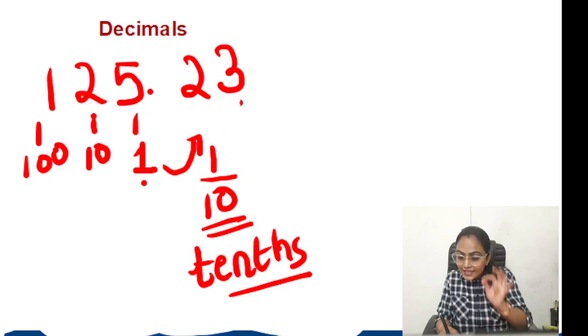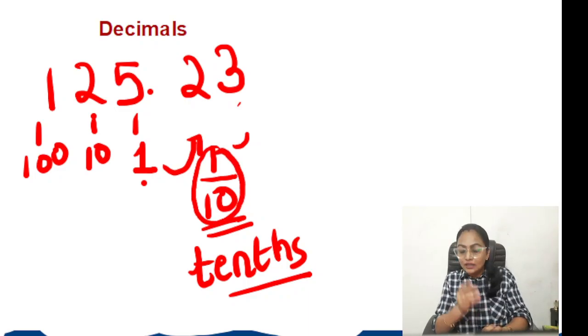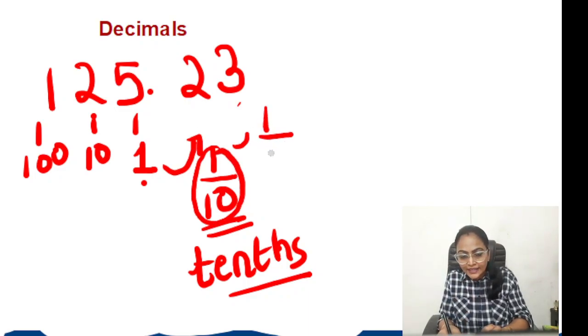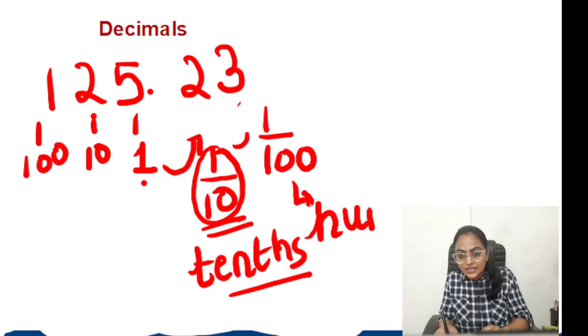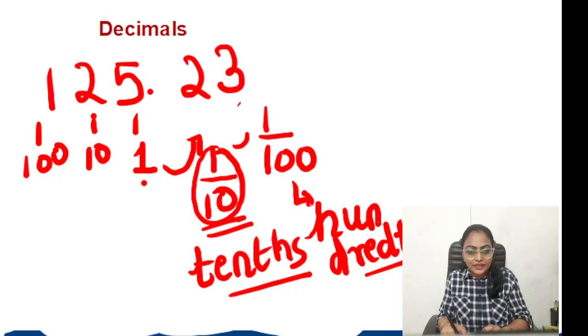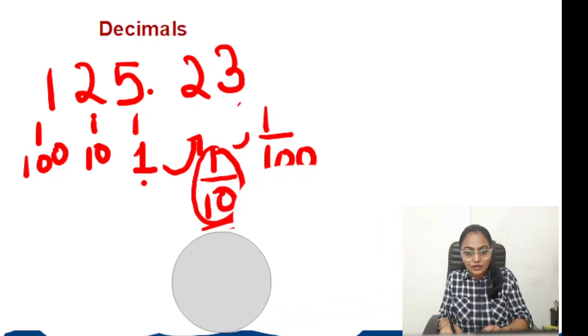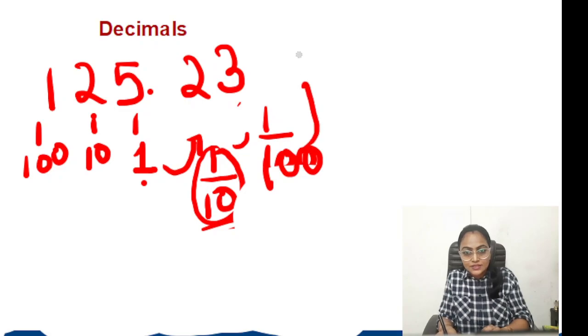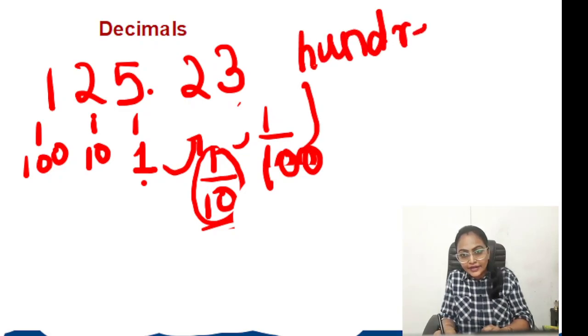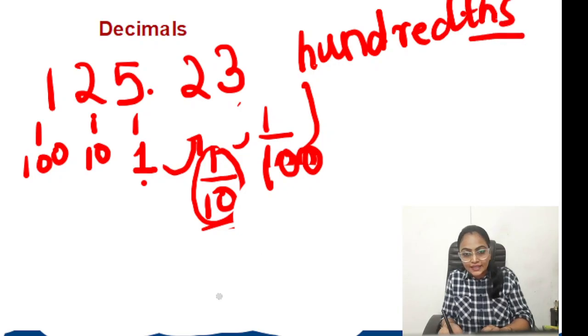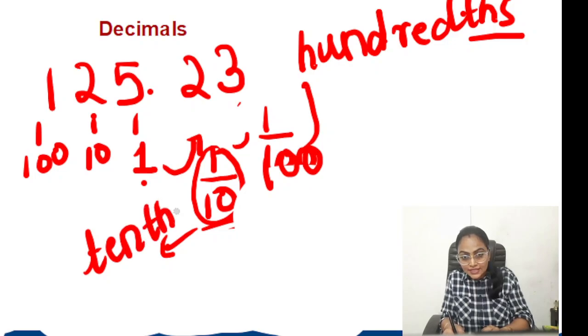And the next number, that is 3 in this case, will have a place value divided by 10 from this, right? That is 1 by 10 divided by 10, that is 1 by 100, and we will call it hundredths, H-U-N-D-R-E-D-T-H-S at the end. This is tenths, and this is hundredths.